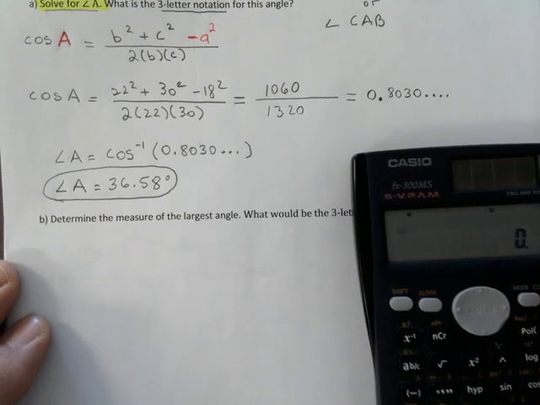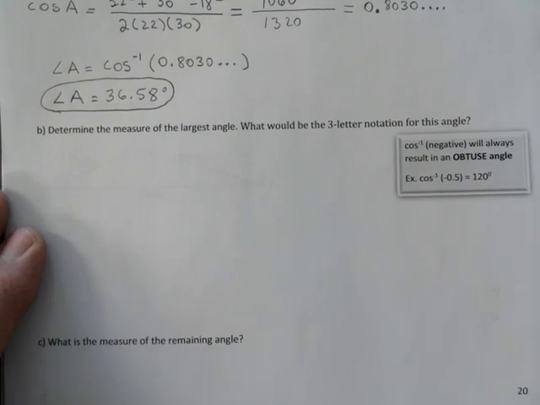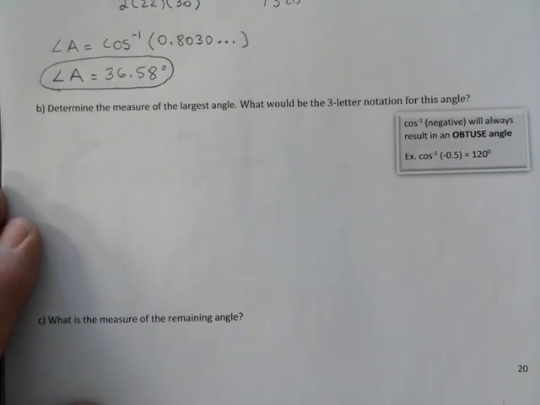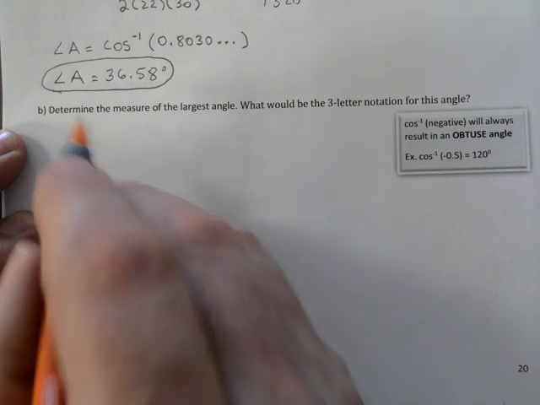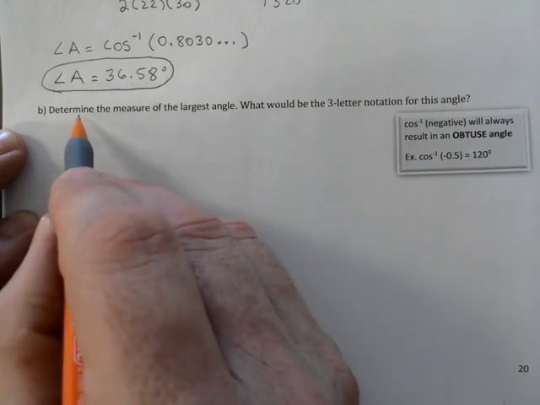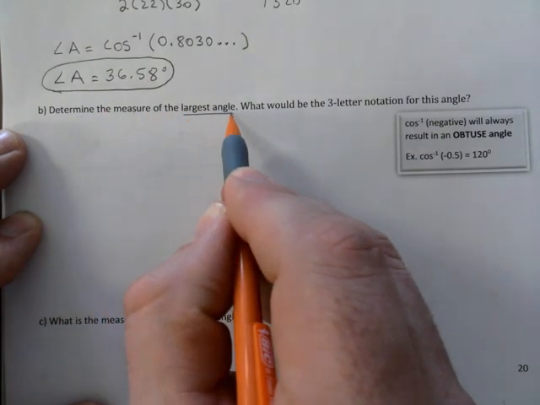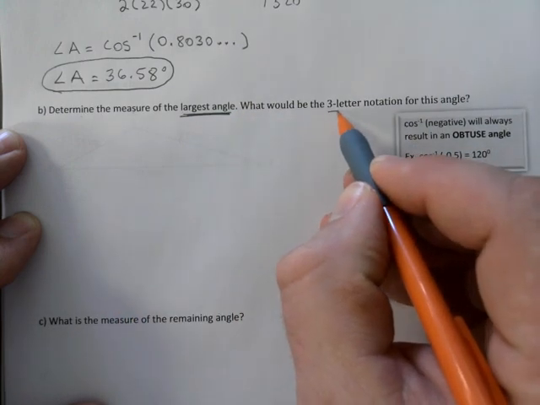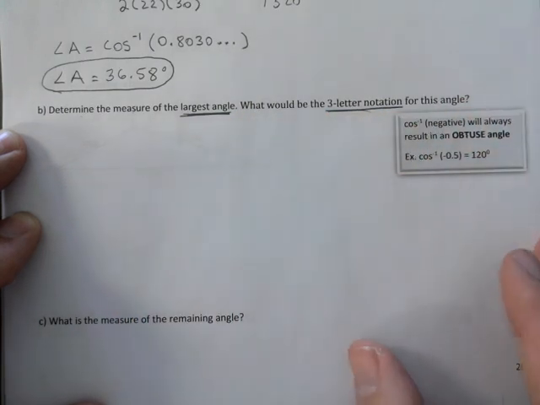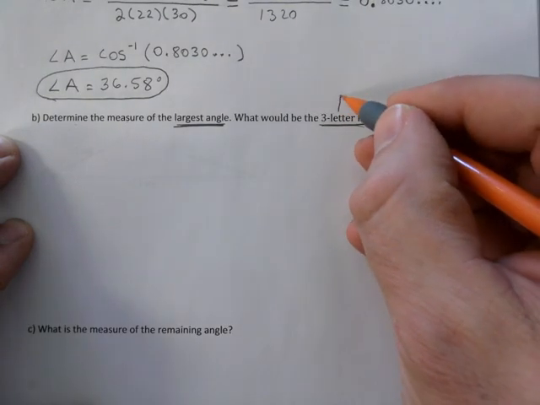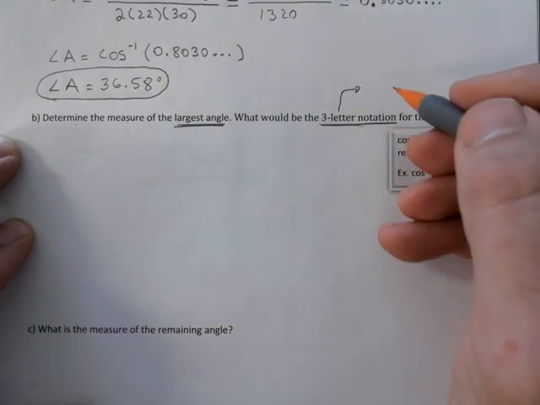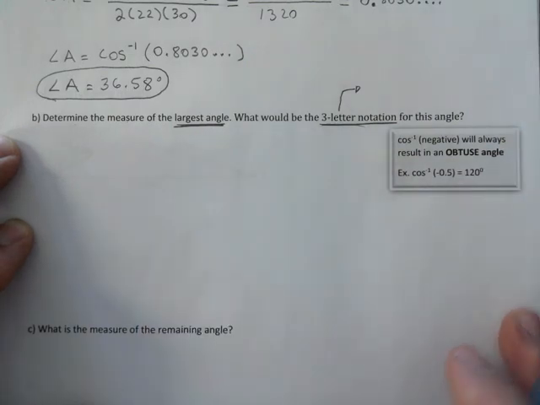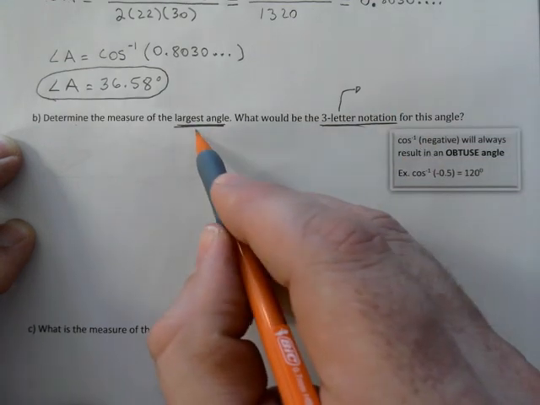Okay. Next, question B. I will set up my formula one more time. It's asking to determine the measure of the largest angle, and that's going to be across the longest side, right? We know that. What's the three-letter notation for this angle? Let's assume this is a pop quiz. What would the three-letter notation be for the largest angle? It is angle C. I'm not going to deny it, right? So the angle C is it.